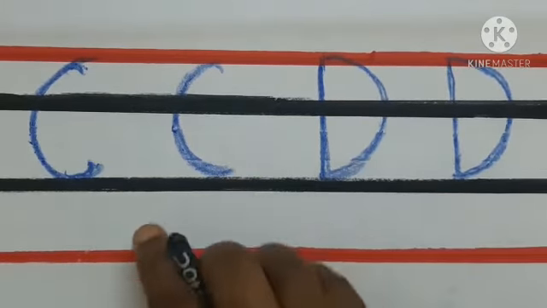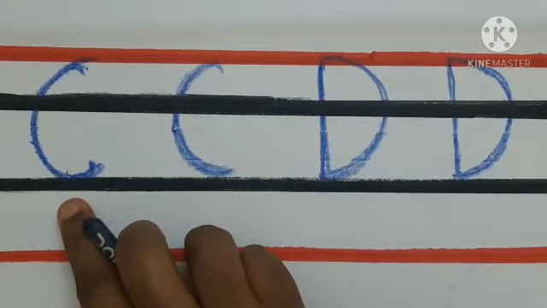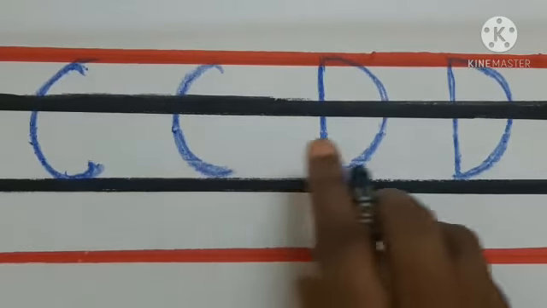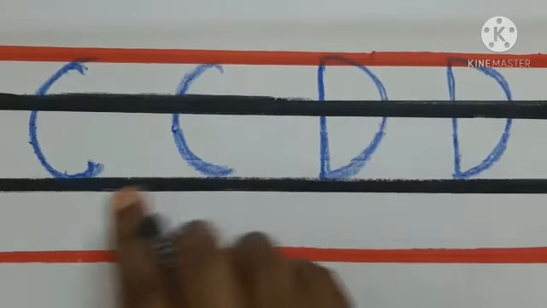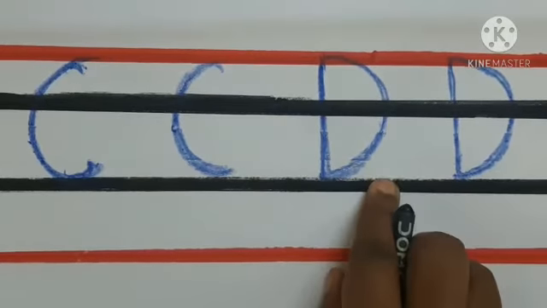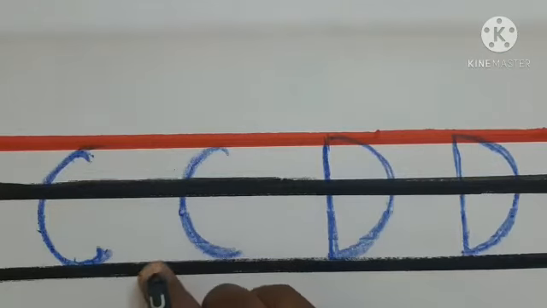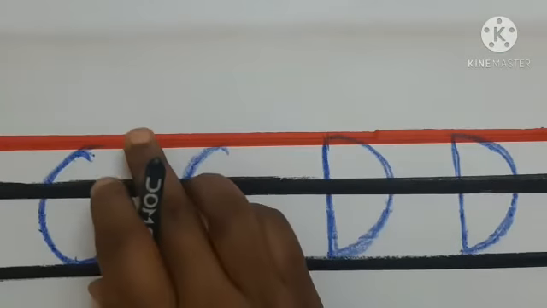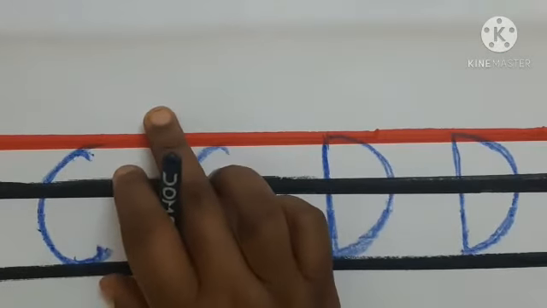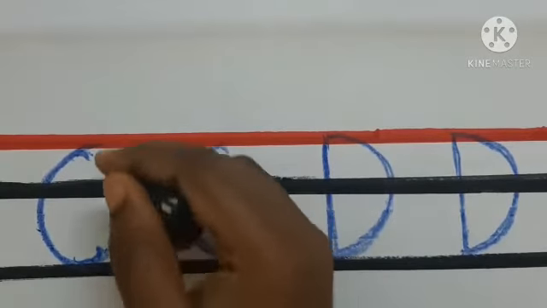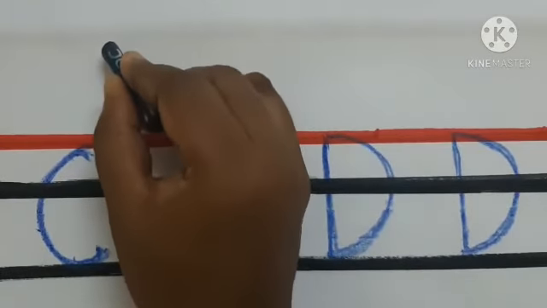See here, children, what is this letter? C. C after D. Children, you can draw any k sound pictures here. K sound pictures. See here. I am here.